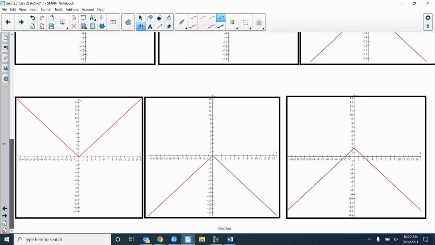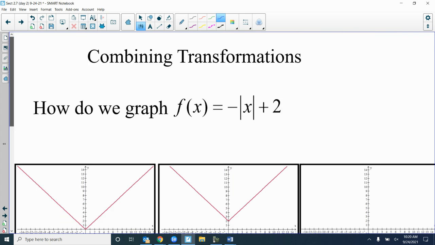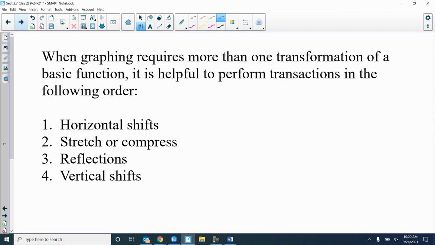All right. Now there's a nice little set of steps that will help us keep our transformations kind of in order. And I go by this. Like, transformations to me are not easy.